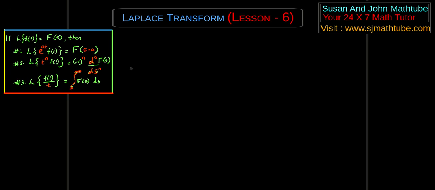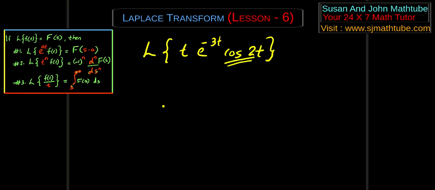Let's do one simple question first. Please write, find the Laplace of t into e to the power minus 3t into cos 2t. We have done similar problems in the last lesson also. So tell me, how do you start? Yeah, that's nice. We start with Laplace of cos 2t. Cos means it will start with s by s square plus 4.